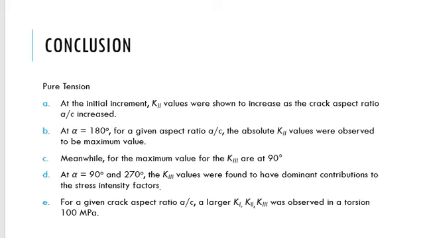For the pure bending, the initial increment of K2 value was seen to increase as the crack aspect ratio A increases. At 180 degrees for the given aspect ratio, the absolute K2 value was observed to be the maximum value. Meanwhile, the maximum value for K3 is at 90 degrees. At 90 degrees and 270 degrees, the K3 value was found to have a dominant contribution to the stress intensity factor, and for a given crack aspect ratio, larger K1, K2, and K3 were observed at torsional 100 megapascal.